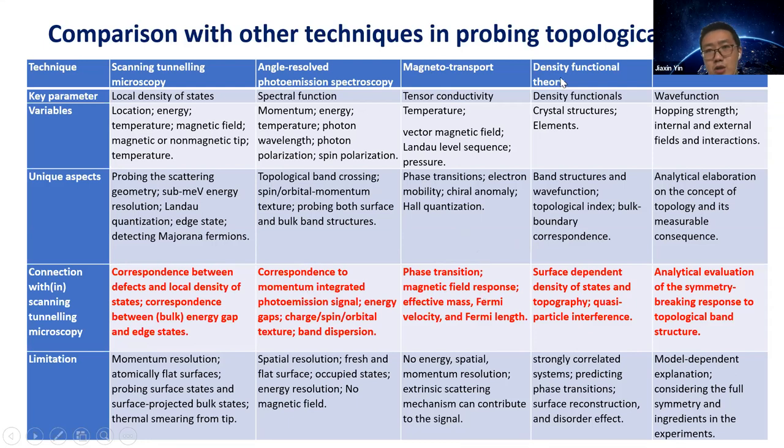And we can also directly use density functional theory to calculate the surface dependent density of states and the quasi-particle interference. And we can also collaborate with analytical models to evaluate, for example, the symmetry breaking response of the topological band structure.